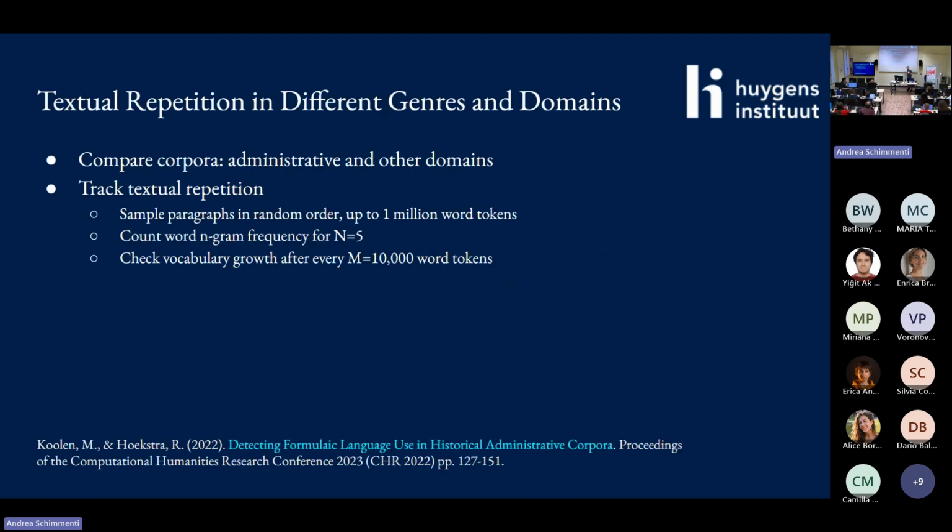We have administrative and other domains, and we want to look at textual repetition. So a very simple experiment that we did is take a random selection of paragraphs from a corpus and put them in a random order until we have 1 million words. We count word n-gram frequencies, in this case sequences of 5 words, and we just keep track of how often they occur. And per 10,000 words, we see how big our vocabulary of 5-word phrases is.